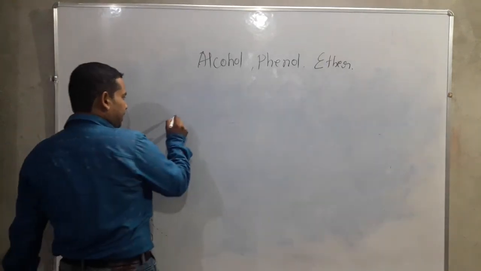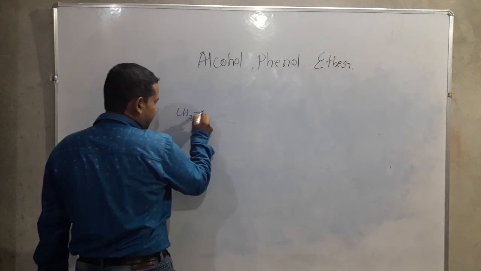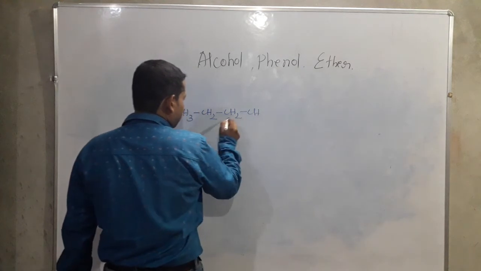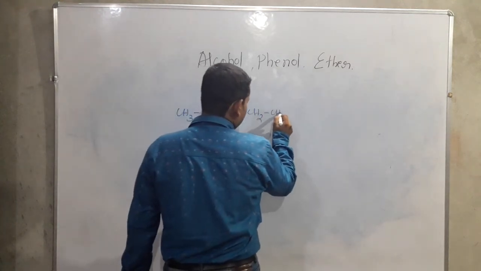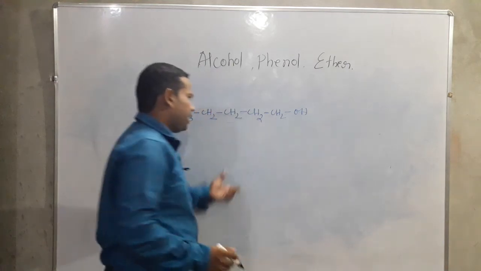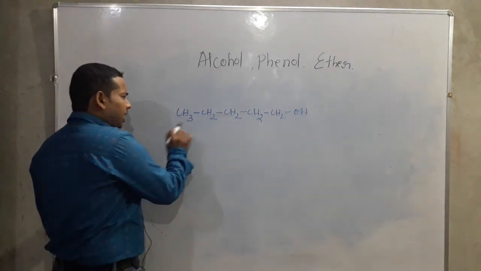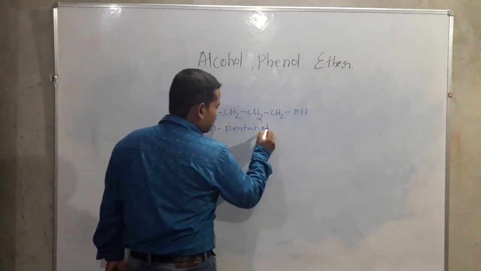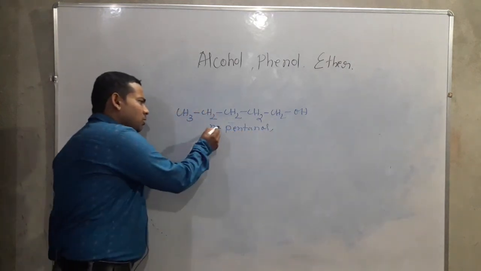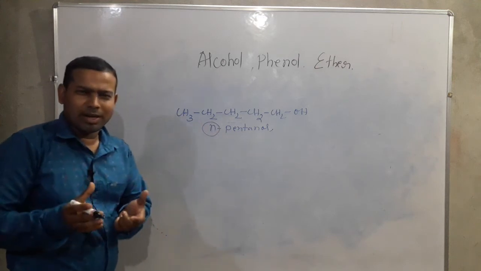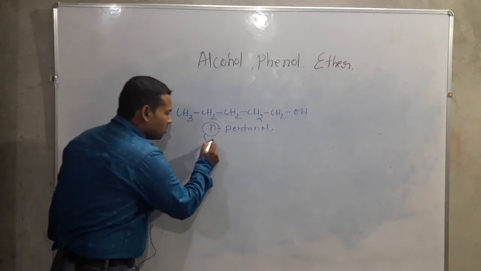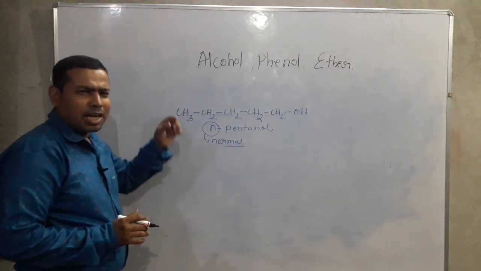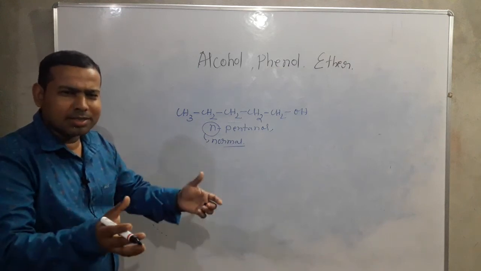So pentane: CH3 CH2 CH2 CH2, methane, ethane, propane, butane, CH2 then OH. This is pentanol, N-pentanol. Some of the people do not know what the meaning of N is. N means normal. Why is this one known as normal? Because of the absence of any kind of branch, that's why.